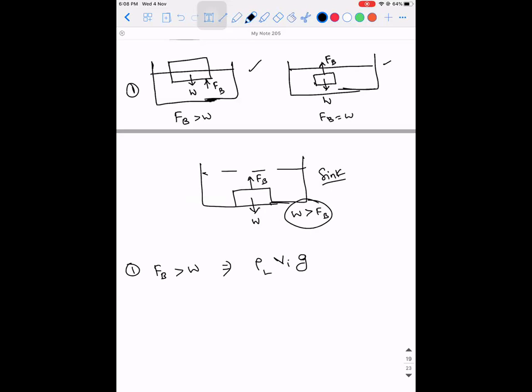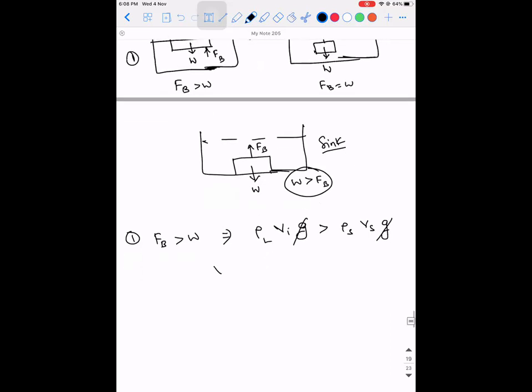I will take the second scenario. Let me take this itself. It is greater than density of solid into volume of solid into g. Can I write it like this? Yes, sir. So when I cancel, I get volume of immersed portion divided by volume of solid is greater than rho s divided by rho l.